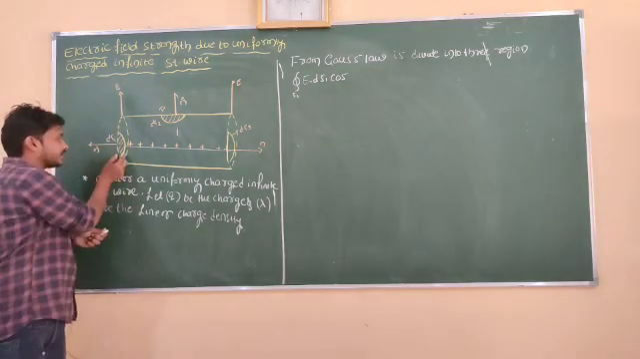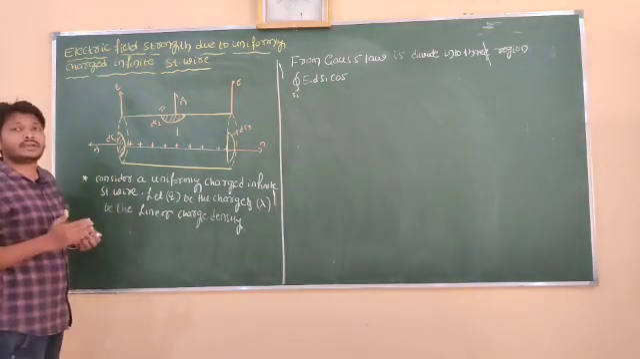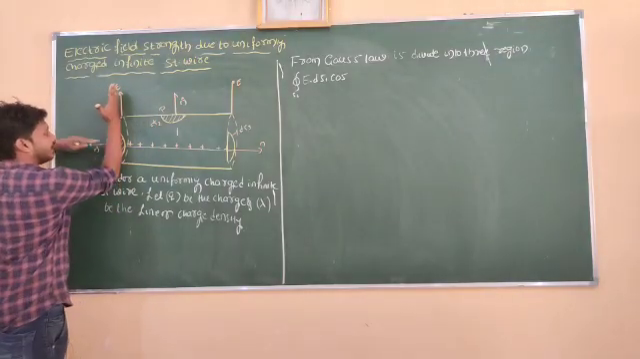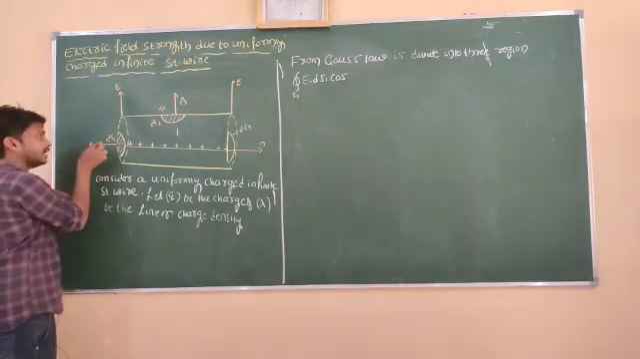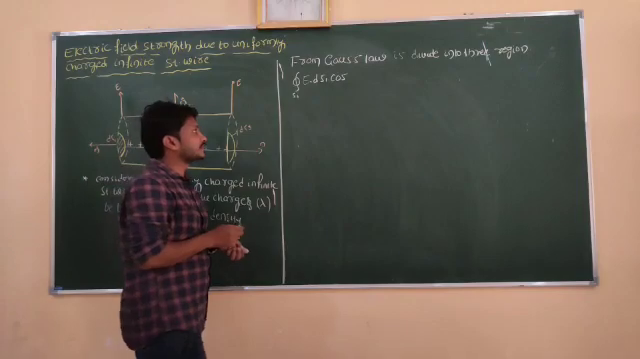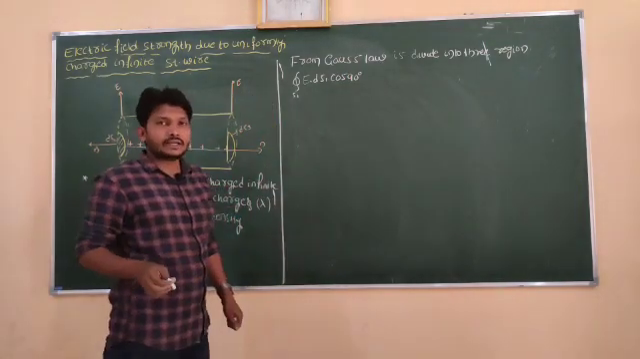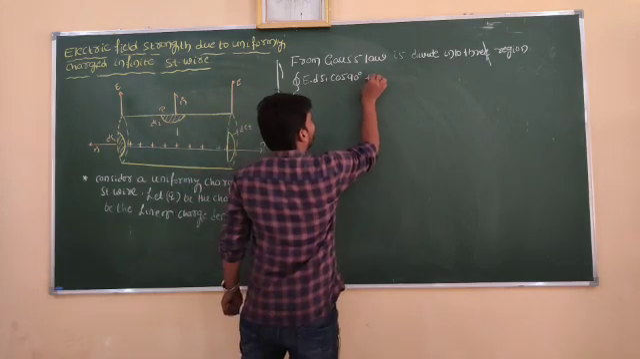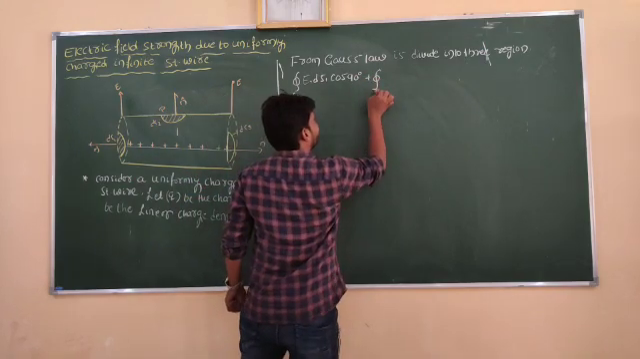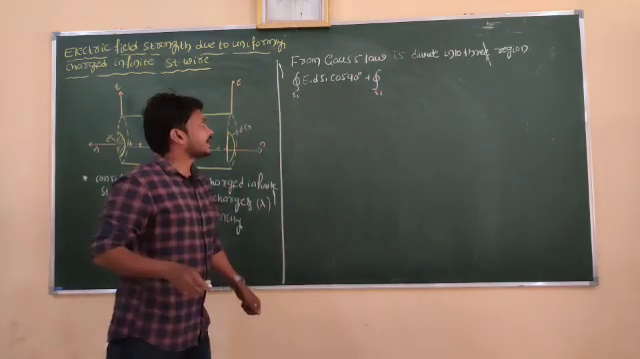For the first surface, this is the normal line. Then what is the angle between the electric field line and the normal line? Here the angle is 90 degrees. For the first surface, what is the cos value of theta? So cos 90 degrees. Then for the second surface.